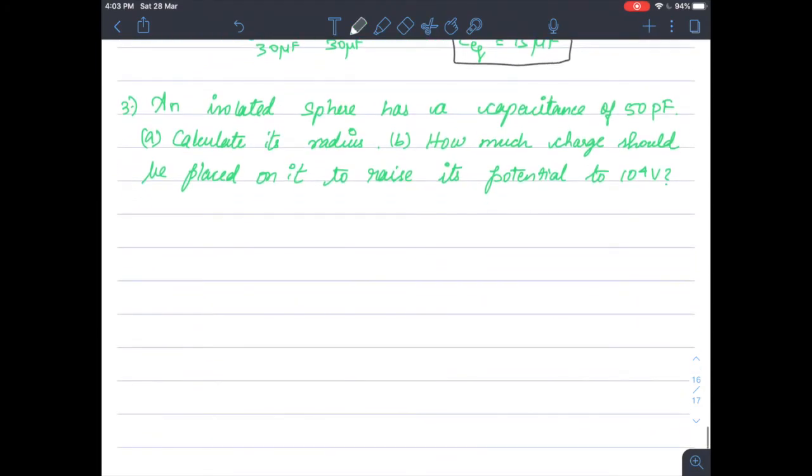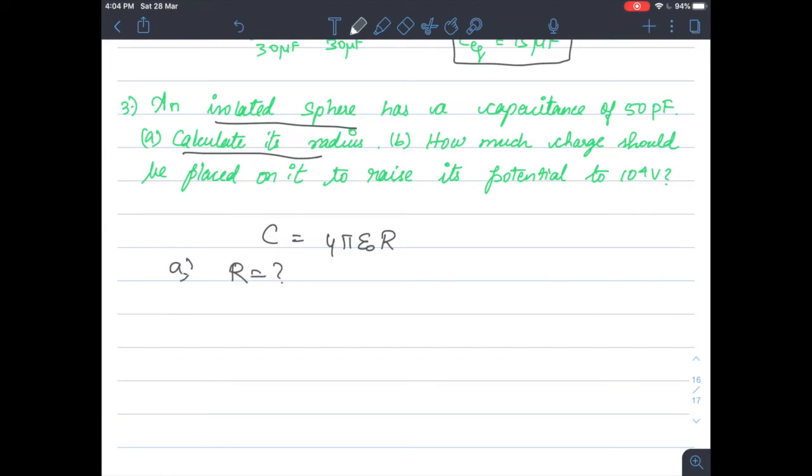Look at the next problem. An isolated sphere has a capacitance of 50 picofarad. Calculate its radius. How much charge should be placed on it to raise its potential to 10 power 4 volt. Okay, so in the question, what they have given clearly is that it is an isolated sphere. The equation for an isolated sphere, I have already told you when we found spherical capacitors. So the equation for it is C is equal to 4 pi epsilon naught into r. Now our first question is to calculate its radius. So they are asking us to find the radius.